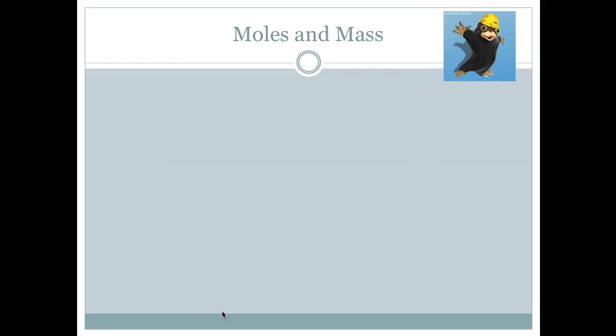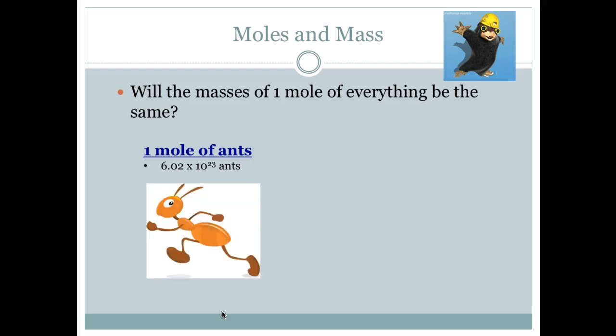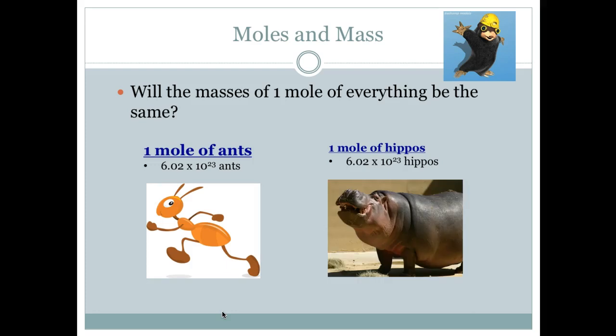First, let's consider the relationship between moles and mass. Will the masses of 1 mole of everything be the same? We already know that 1 mole is the same quantity of everything. So for example, 1 mole of ants is 6.02 times 10 to the 23rd ants, and 1 mole of hippos is 6.02 times 10 to the 23rd hippos.